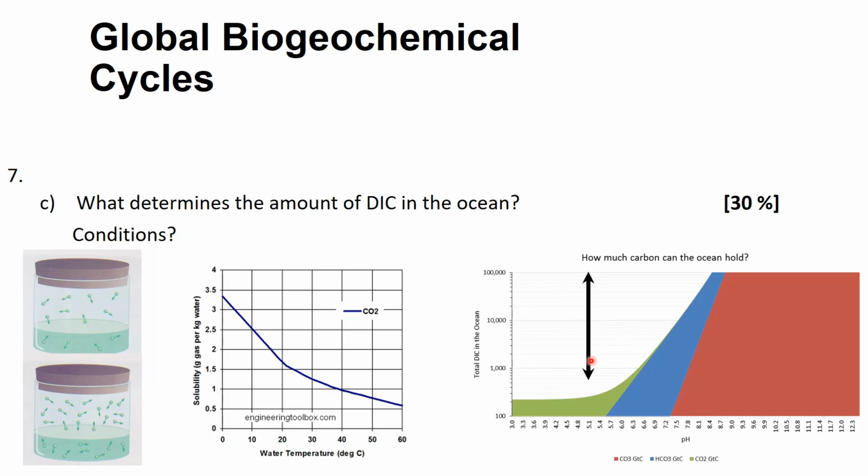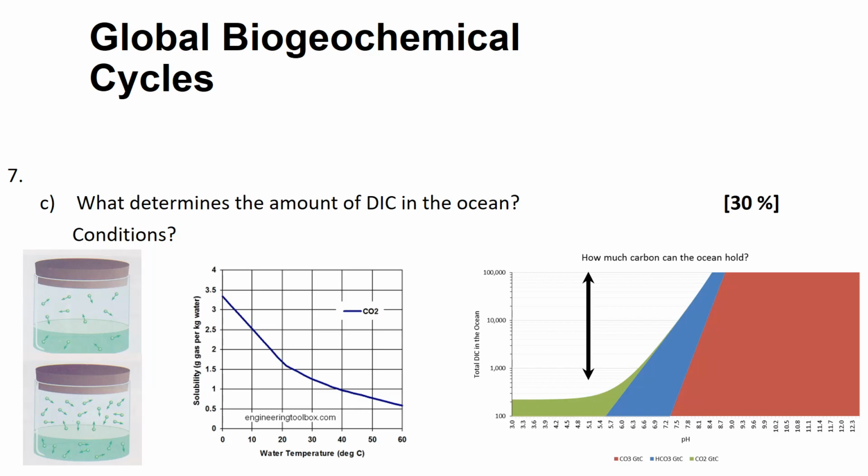So that's this graph over here from the lectures, which is basically showing the amount of DIC that we can store in the ocean at different pHs if everything else, the atmospheric concentration and temperature, are fixed. And this basically shows that at higher pHs, as we have preferentially more bicarbonate and carbonate ions compared to the CO2, we can actually store much more carbon in the ocean.